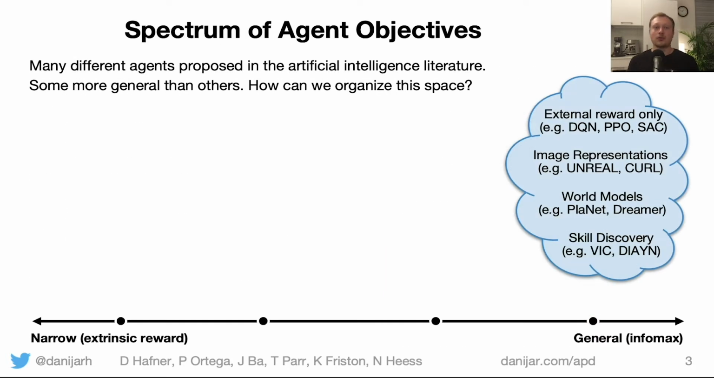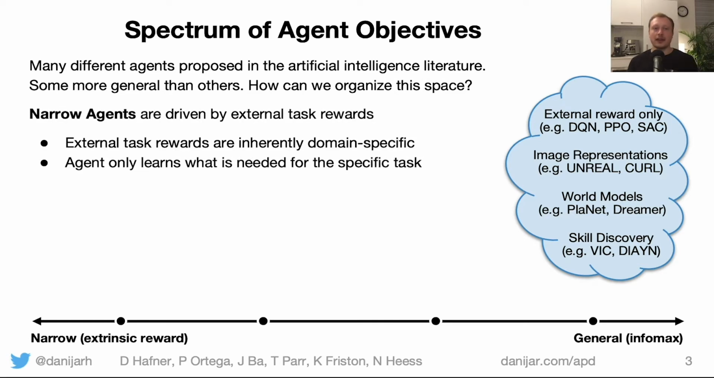In this talk, I will propose that there is a spectrum of agent objectives, from narrow agents to general agents. In the artificial intelligence literature, many agents have been proposed. Some of them are more general than others. For example, there are agents that only optimize external task rewards. There are agents that also learn representations of their high-dimensional image inputs, for example, through autoencoders or contrastive losses. There are agents that learn world models of their environments that they can use to plan into the future. And there are agents that learn skills that can be reused for later tasks. So how can we organize this space of objective functions?